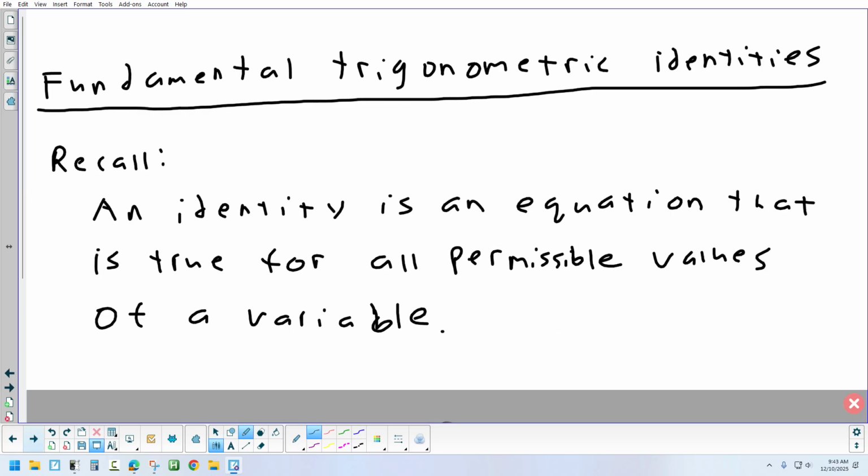So I have already given you some of the fundamental trig identities, the reciprocal identities. Those are what we call fundamental. They're basic. I'm going to give you 2 more to add to the reciprocal identities. They're not reciprocal, they're fundamental identities. They're a little different, but I want to add them to the 6 that you already wrote down.